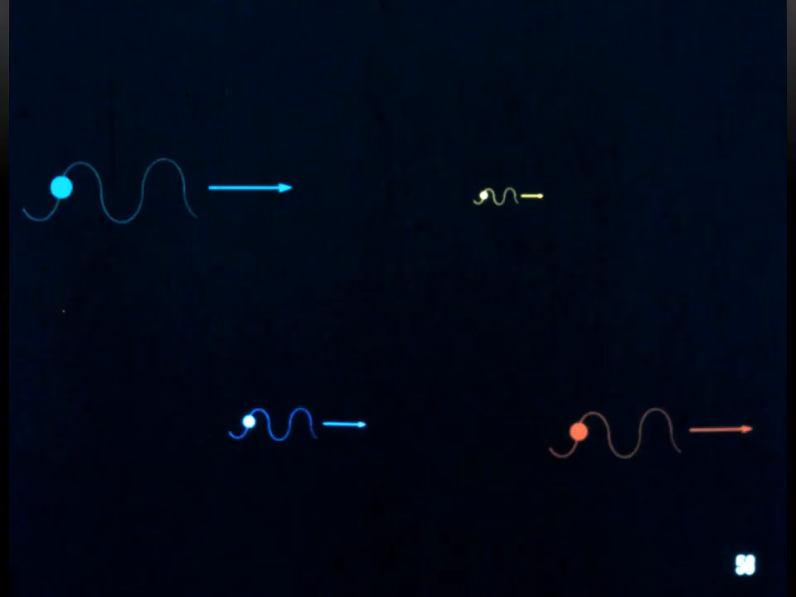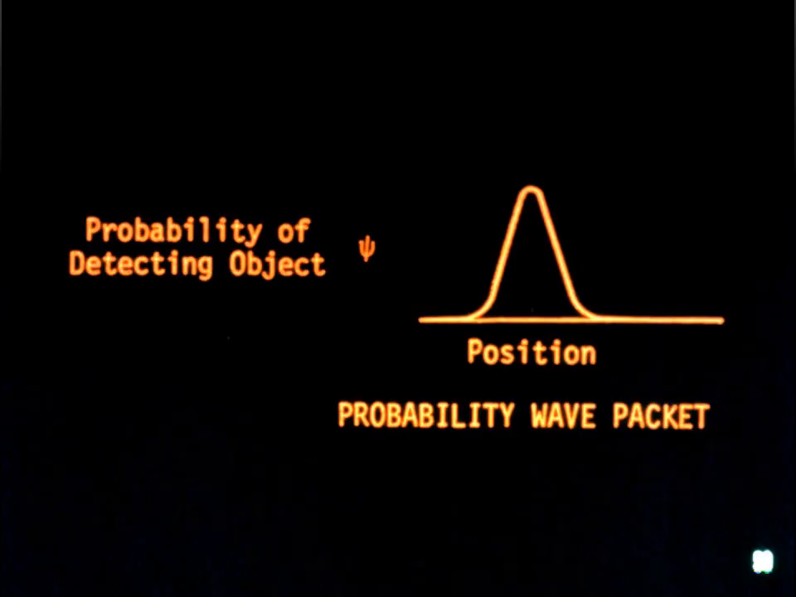That is, the quantity which is varying in a de Broglie wave is the probability of the particle being at a particular point in space at a given time. And the amplitude of the de Broglie wave is, therefore, a probability amplitude.